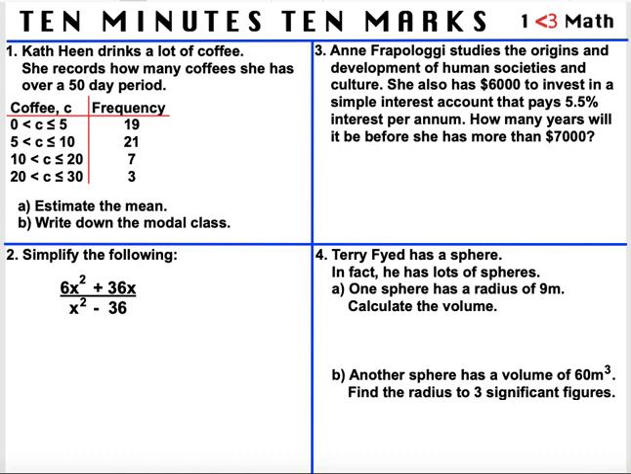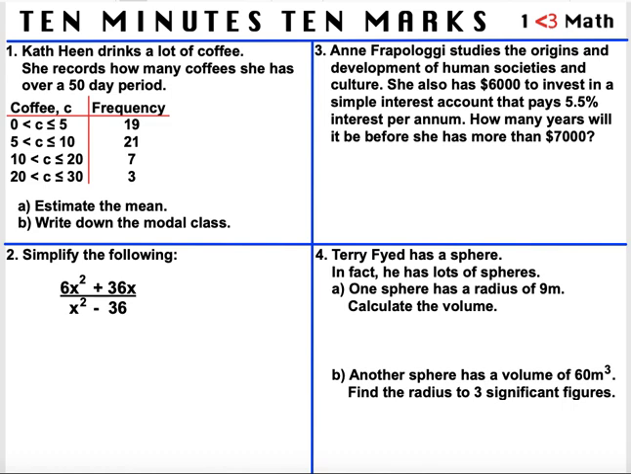She records how many coffees she has per day over a 50-day period. And we've got the data in the table there. Now you can see that we've got class intervals and it doesn't specify the exact data. So what the table is telling us is there are 19 days where she has greater than 0 but less than or equal to 5 coffees. There are 21 days where she has more than 5 coffees but less than or equal to 10 coffees, and so on. So we can't get the exact mean because we don't know the exact number of coffees she's had.